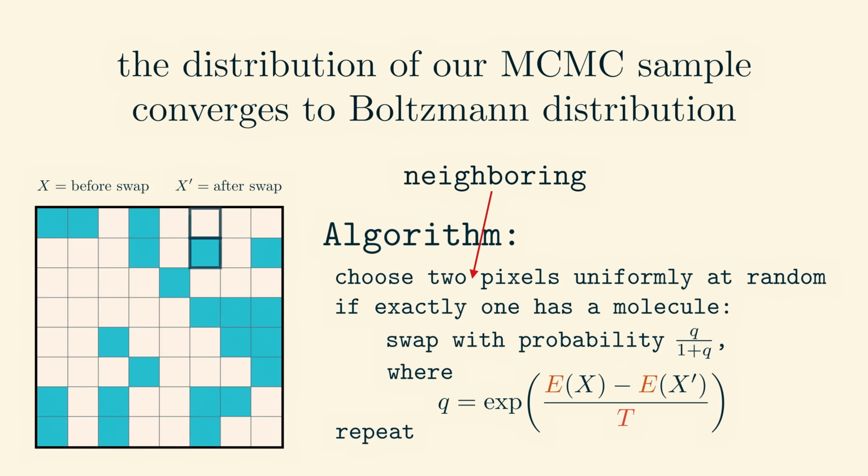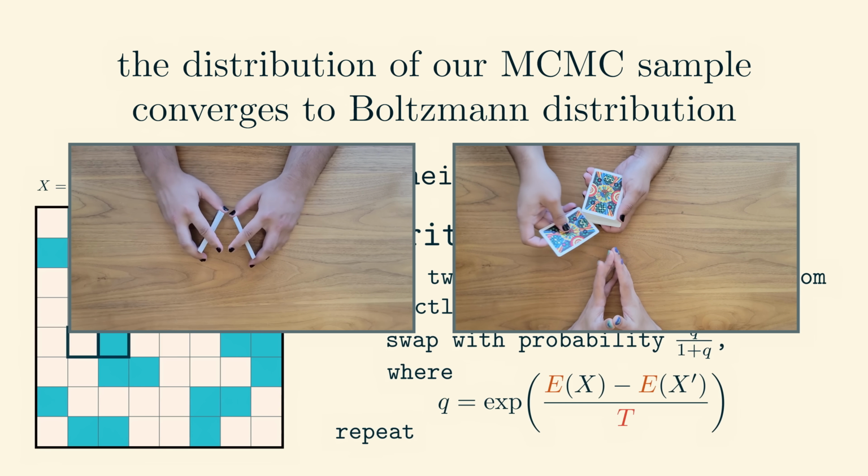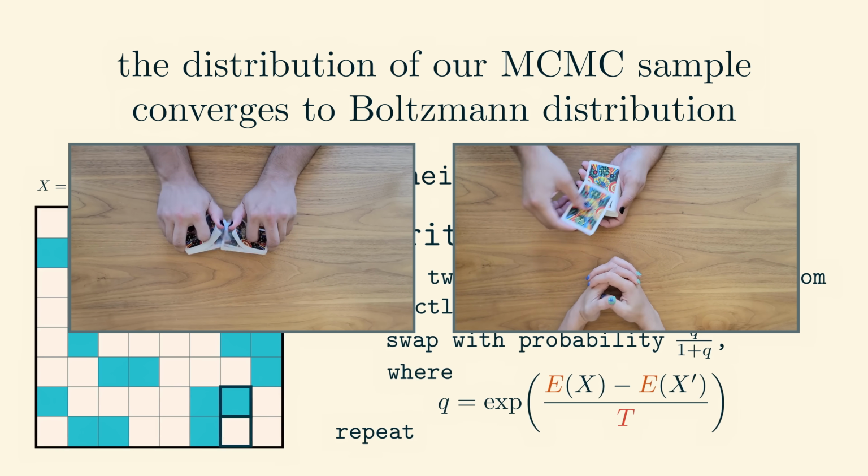Just like how when you shuffle a deck of cards enough, its distribution gets close to the uniform distribution on all arrangements. Actually, this also holds for the algorithm where we only swap neighboring pixels, but the number of steps it would take to get an accurate sample is much higher. This is similar to how there are multiple different ways to shuffle cards, but some are more efficient than others.